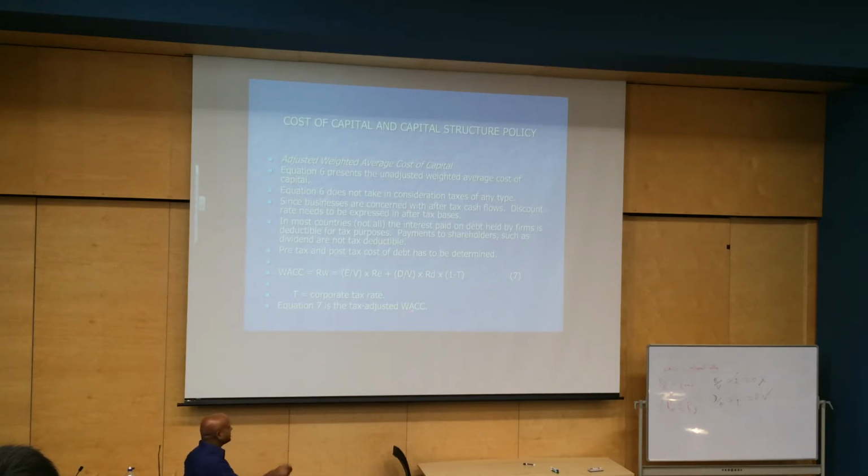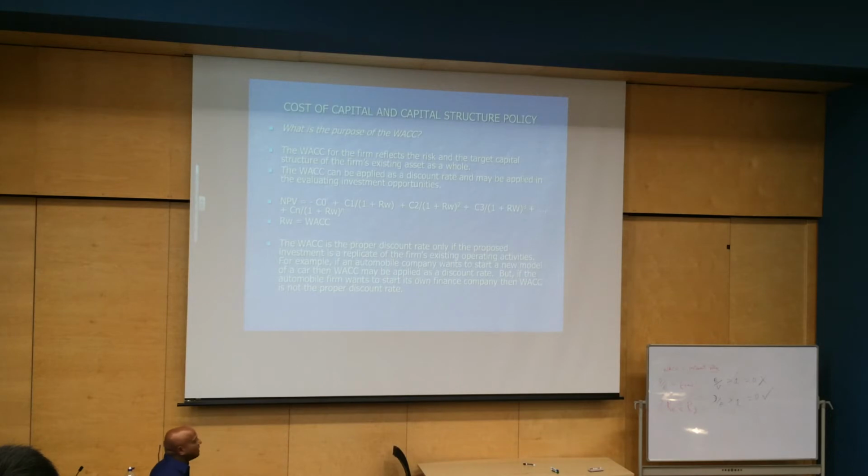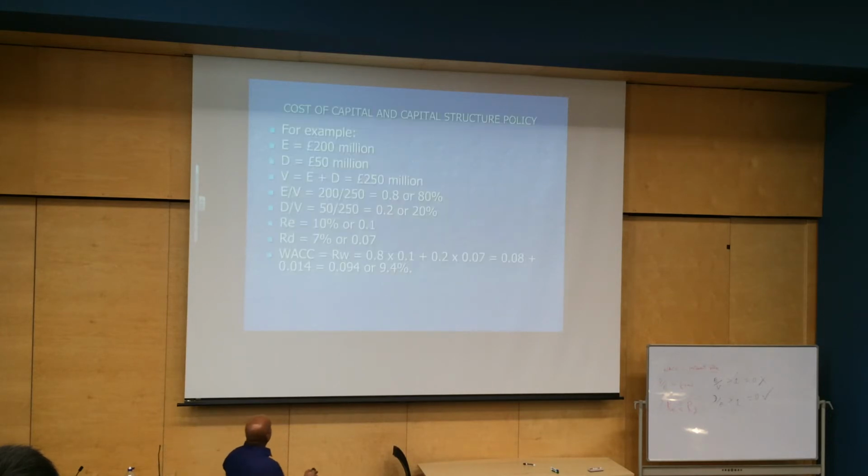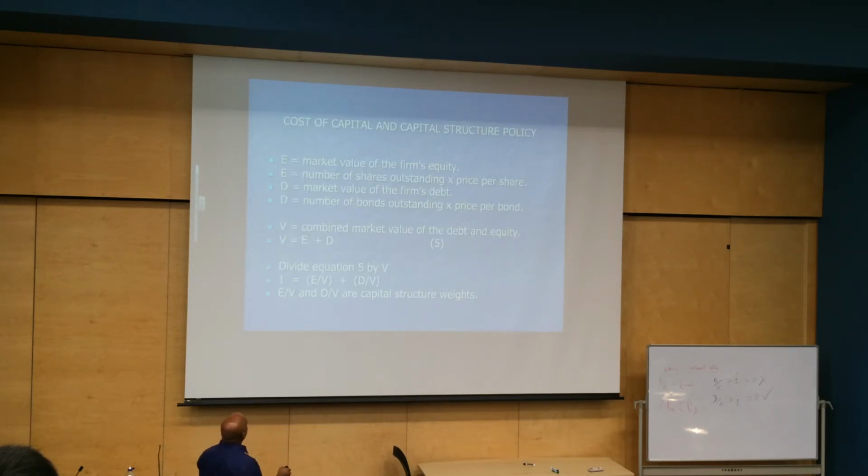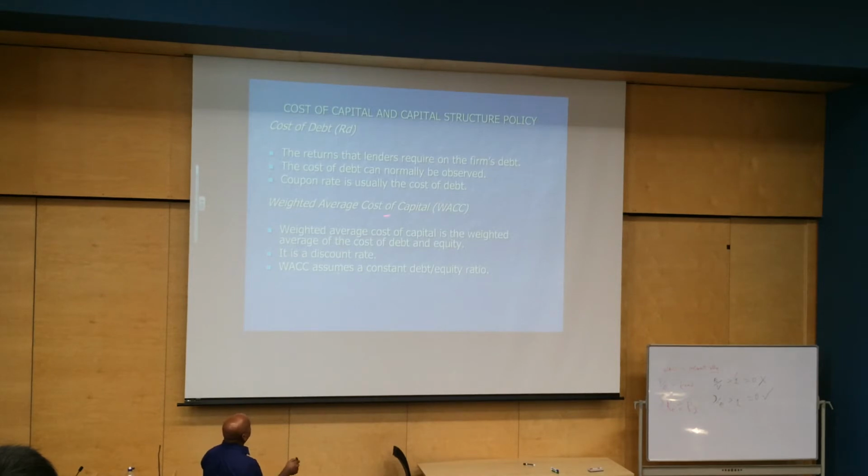Equation 7 is the tax-adjusted weighted average cost of capital. What is the purpose of this? I mean, one question is, so what? What is that? What's the purpose? And I gave an answer right here. It is a discount rate. It's an interest rate. It's an individual company interest rate. Each company's own interest rate.